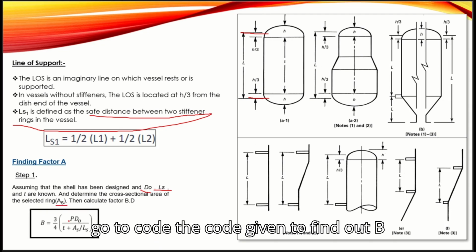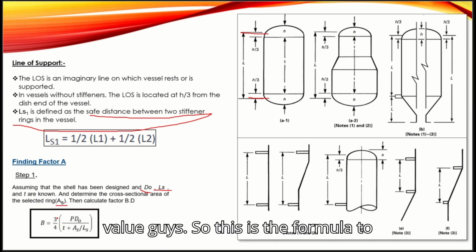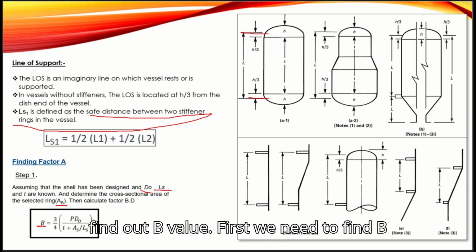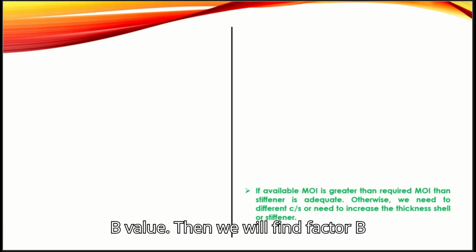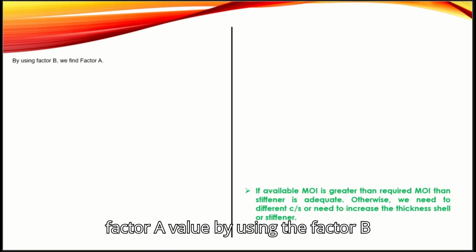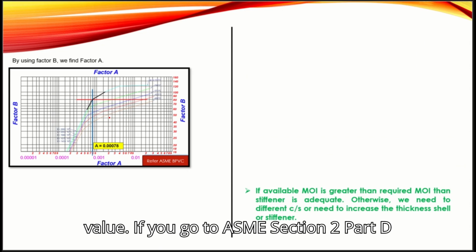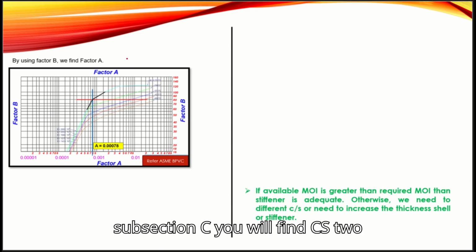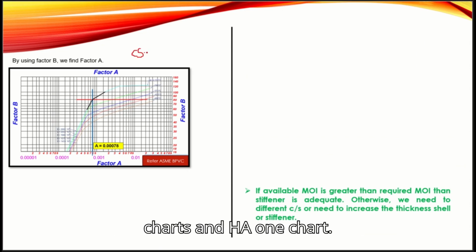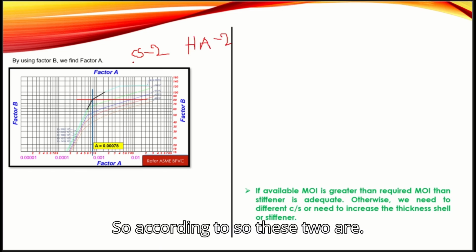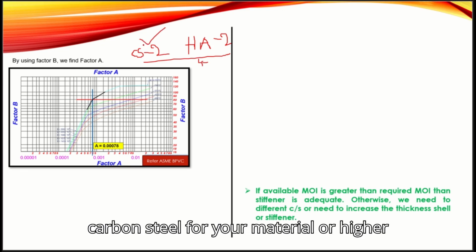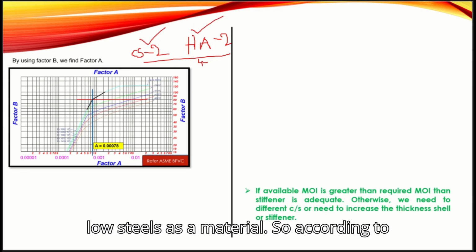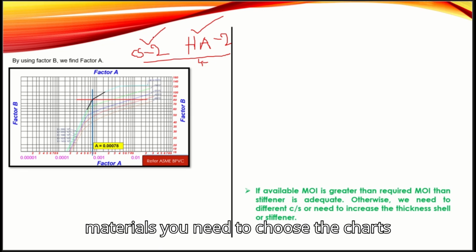If you go to the code, the code gives a formula to find the B value. First, we need to find the B value to find the A value, guys. So by using this formula, we will find the B value. Then we will find factor A by using factor B. If you go to ASME Section 2, Part D, Subpart C, you will find the CS2 charts and the HA1 chart. These two are related to ferrous materials. So if you use carbon steel or high alloy steel as your material, according to the material you need to choose the charts, guys.